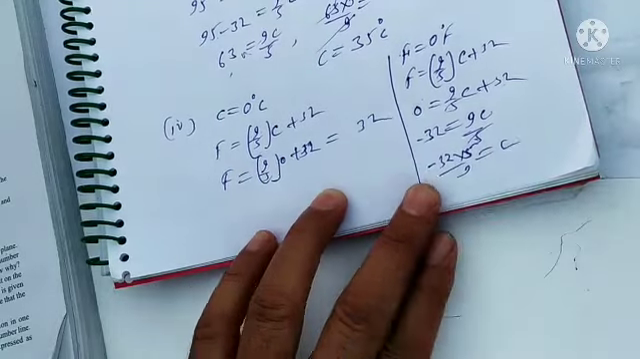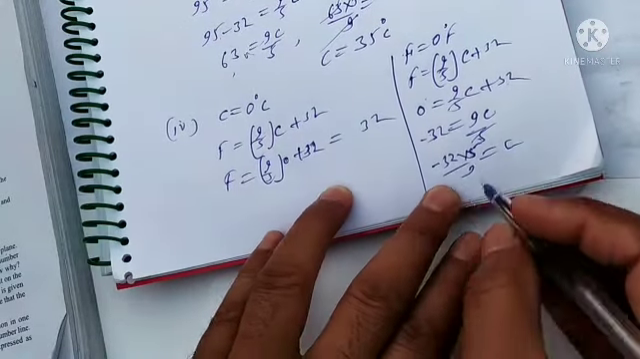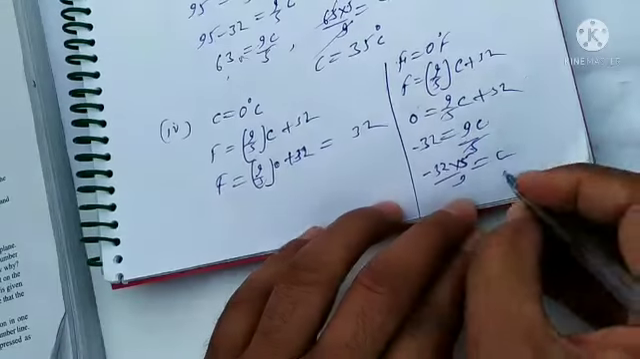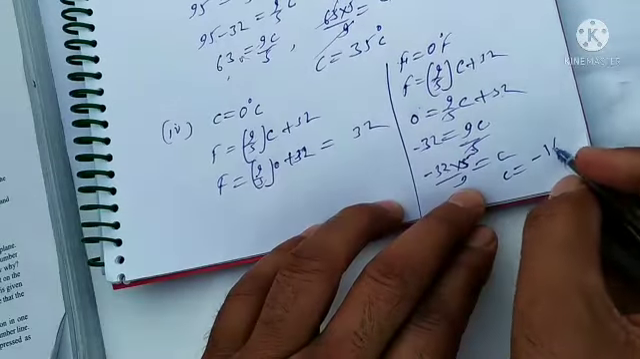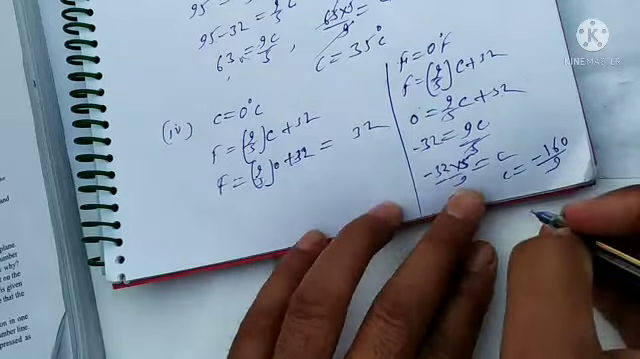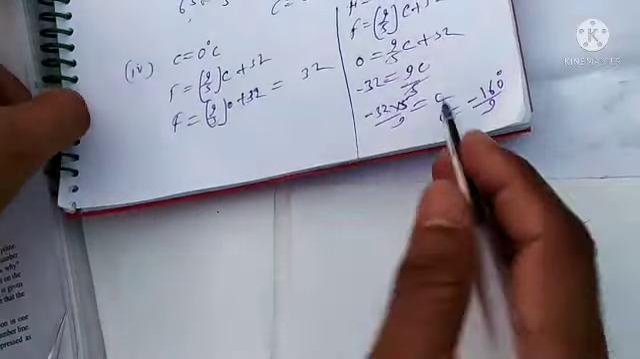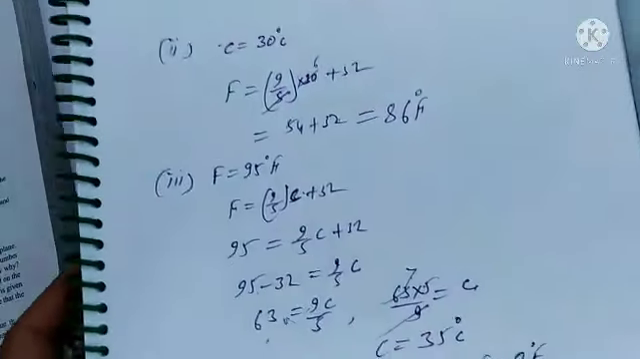If you multiply 32 into 5, what will come here? That is 160. So C is equal to minus 160 upon 9. If you solve it, it will be a mixed fraction, otherwise it is okay. So we have done this also.